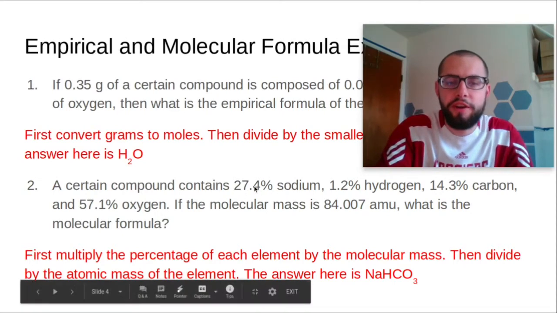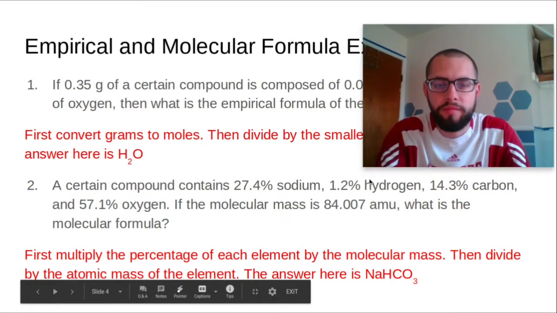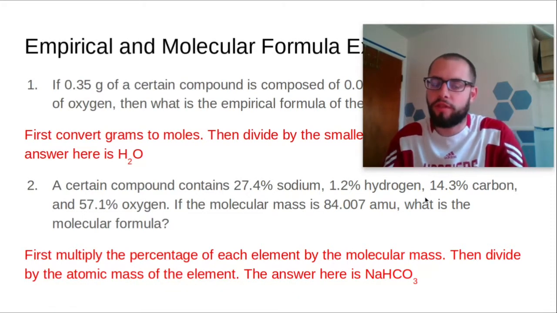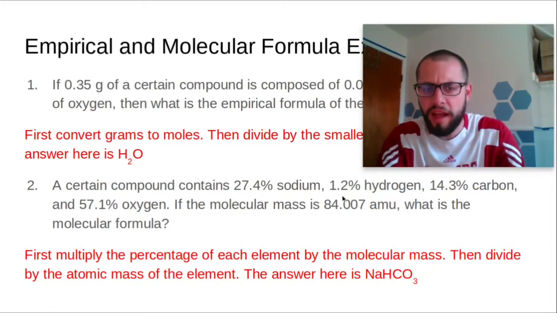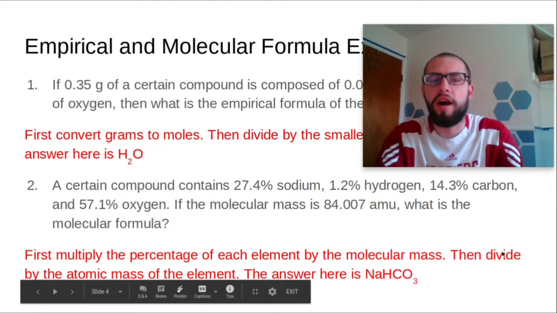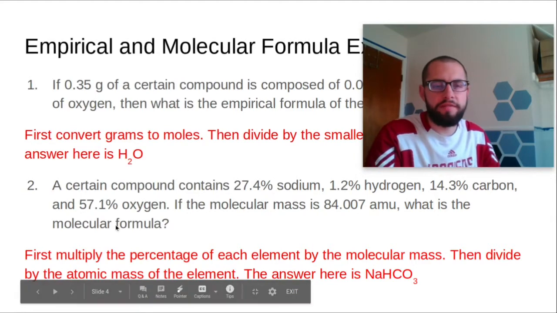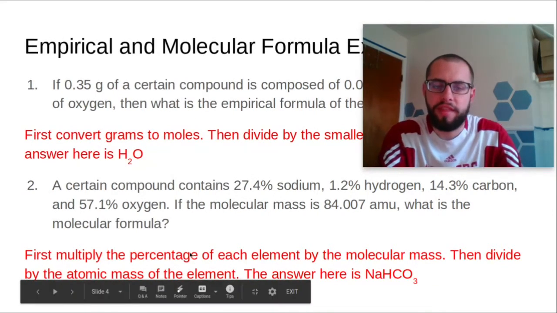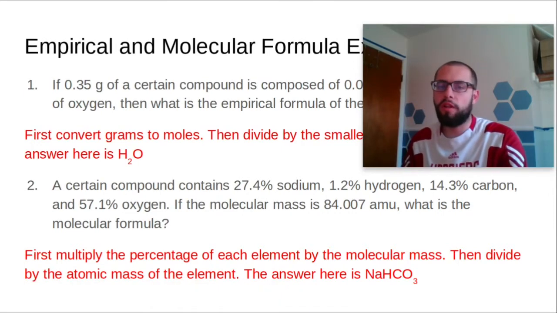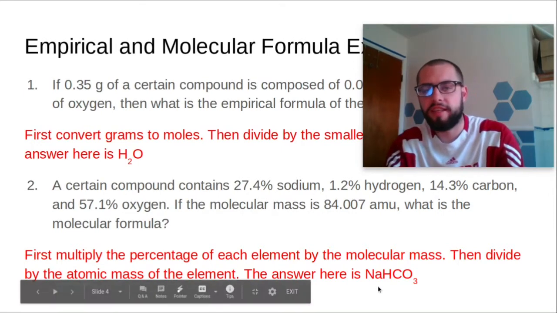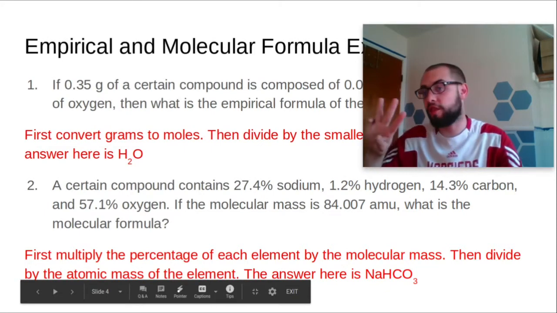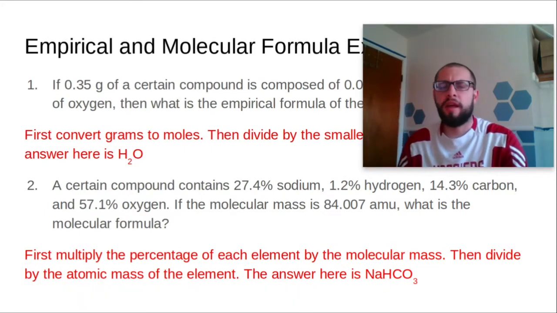So this would be 0.274, 0.012, 0.143, and so forth. I would multiply these by the molecular mass. And then I would take each of those answers and divide by the atomic mass of that element. And it should, again, give me whole numbers. In this case, it was 1 sodium, 1 hydrogen, 1 carbon, and 3 oxygens.